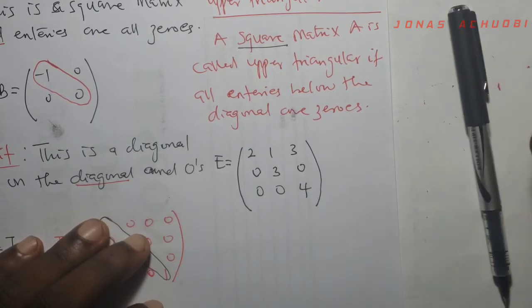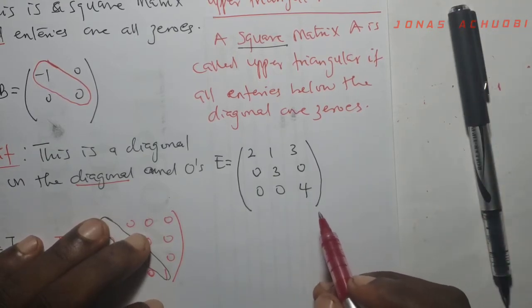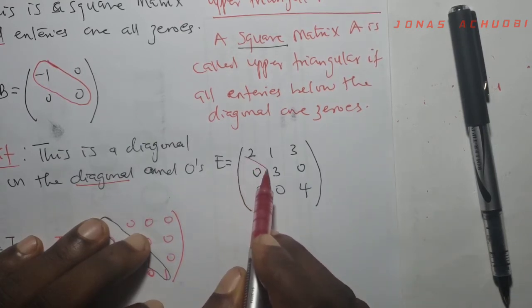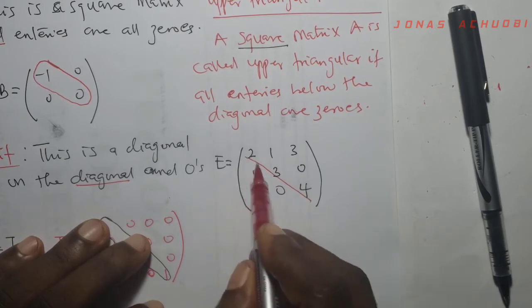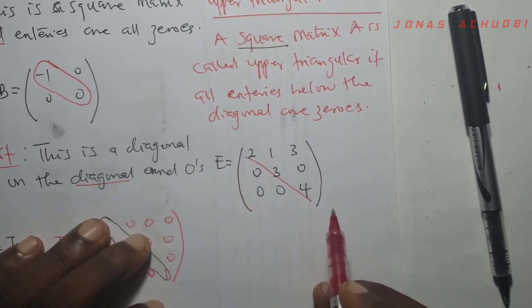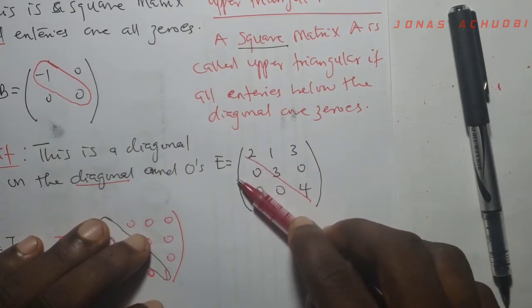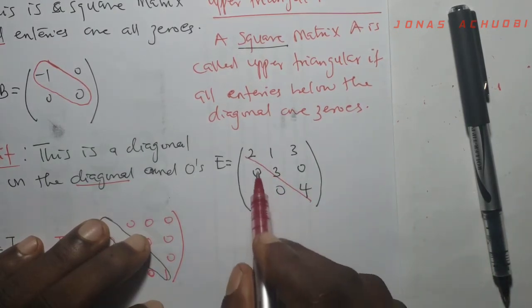What does it mean? Let's see. Now where are the entries of the diagonal? See them here: 2, 3, and 4. These are the diagonal entries, 2, 3, and 4. What do you observe? You observe that below the diagonal entries, all other entries are zeros. There are 3 zeros here, 1, 2, 3.